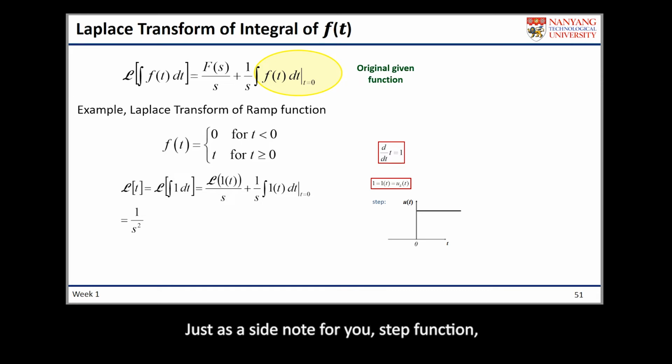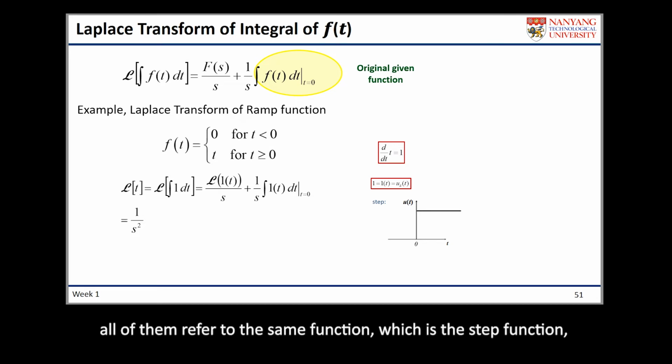Just as a side note for you, in some books the step function is presented as a function of t, and they mention the step function as u(t). In some other references, they refer to the step function as 1(t) or just simply 1. So don't get confused. Sometimes I might write 1 to represent a step function, sometimes I write it as 1(t), sometimes I write it as u(t). But all of them refer to the same function, which is the step function.